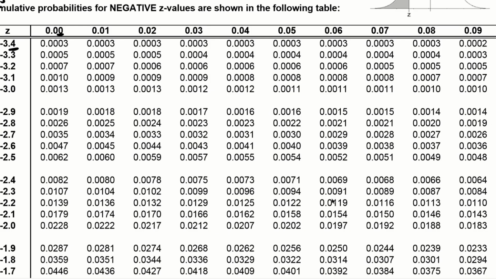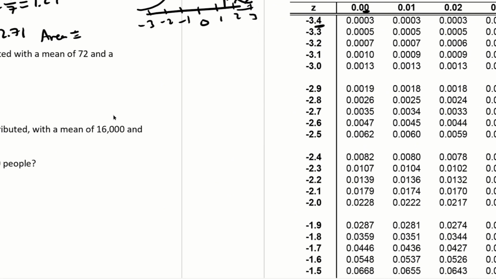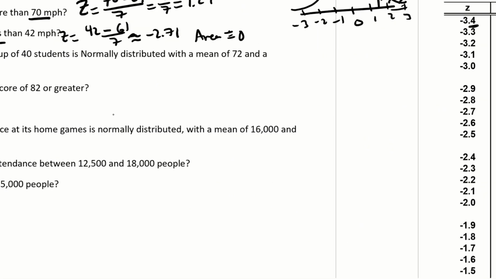So we got negative 2.71, 0.0034. There you go, 0.0034. We're going to multiply that. So we're going to do 0.0034 times 810 vehicles, and that's approximately about 3 vehicles. Right? All right, and that takes care of number 25.